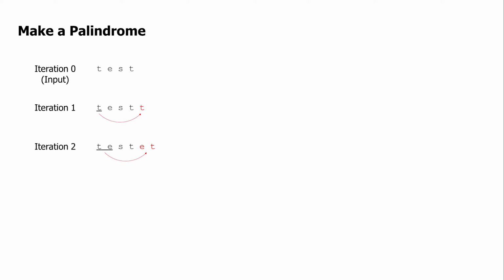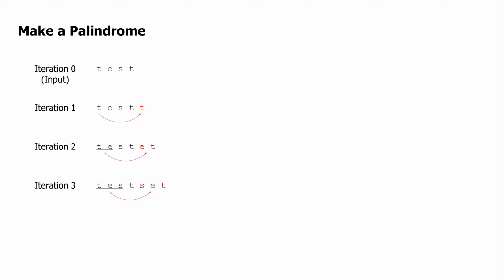At iteration 2, we make a copy of the first two letters, reverse the order, and paste to the end. Still, this is not a palindrome, so we continue again. After the same process, we have the word testset, which is a palindrome, at iteration 3. So we stop here. The minimum number of letters needed to be added is 3.